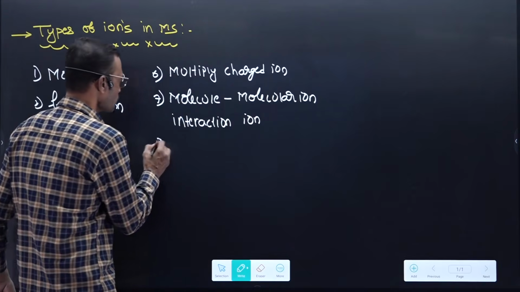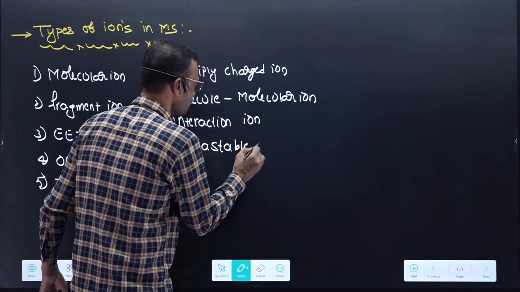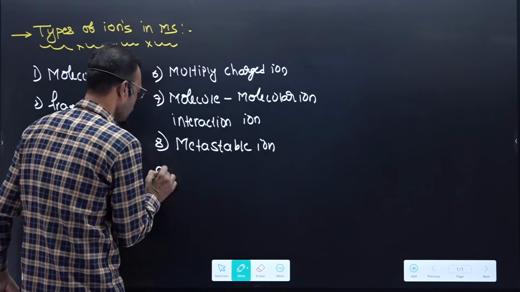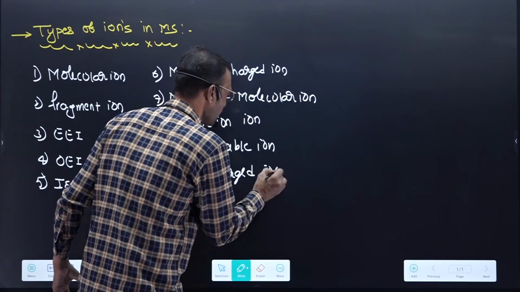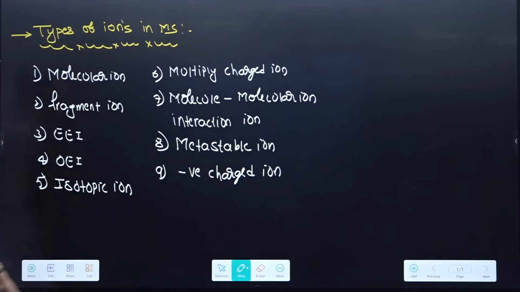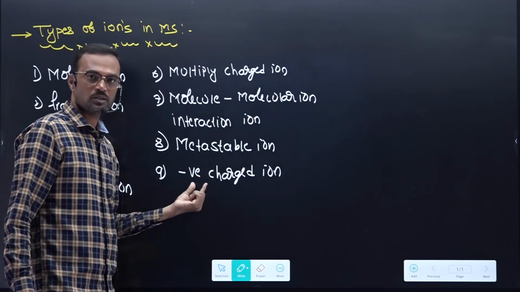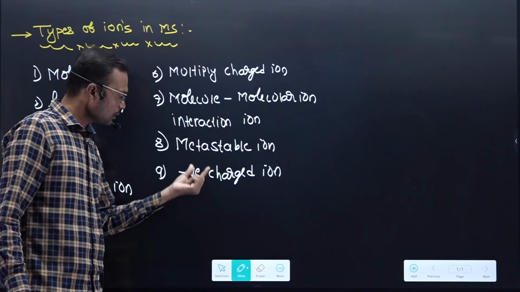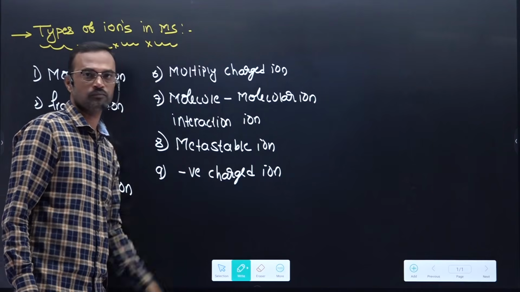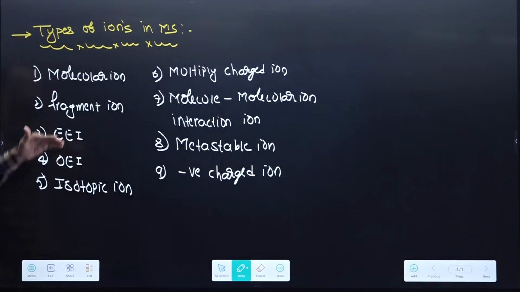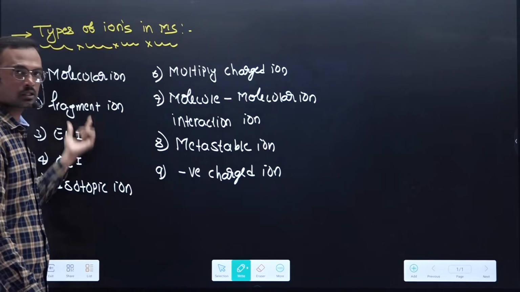Then this is the most important one, metastable ion. Then finally negative charged ion. So these are the 9 types of ions available in mass spectrometry which are responsible to give mass specs. Especially this negative charged ion cannot be represented in mass spec because it has a completely negative charge. Only with negative mass spectrometry can we identify this negative charged ion. So first we are going to discuss individually, so that it might help to write a mass spectrum if you know these ions clearly.